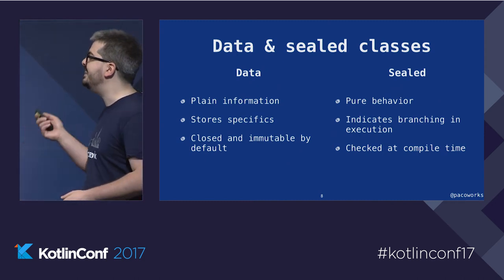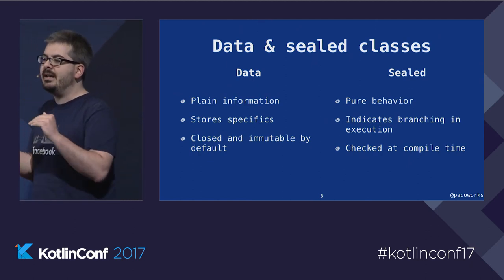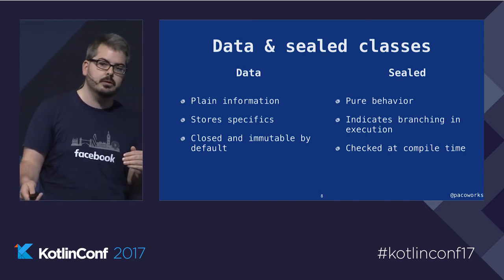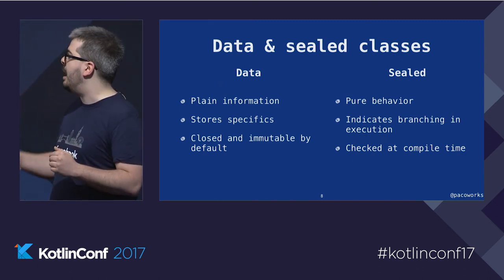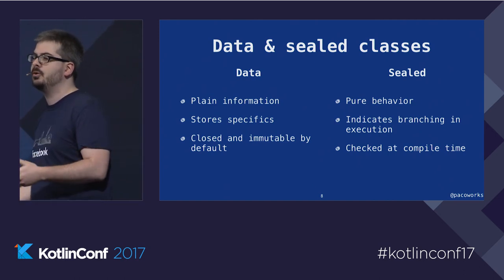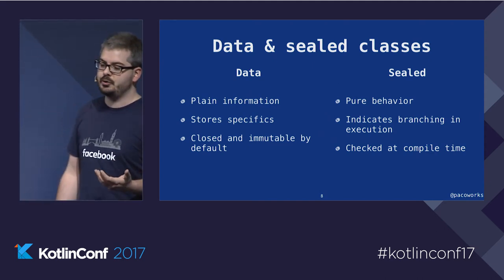It's important to know that it's checked at compile time. That's the meaning of closed inheritance, meaning that the compiler is capable of telling you if you're handling all the possible branches in your execution. So if you have five elements, you have to handle those five elements every single time. You have to add your else clauses. This is something that Java inheritance didn't have before, and it's really useful for a functional programmer.